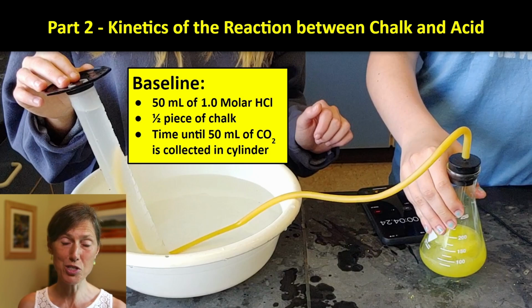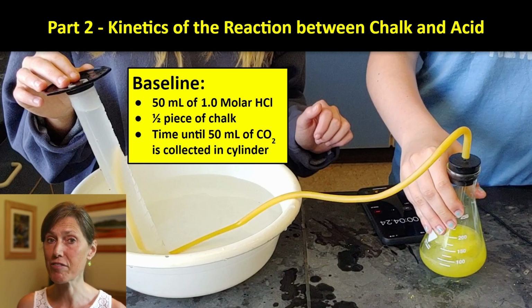Instead of using the marble chip, I give my students half a piece of yellow chalk because it's such a sunny color, and then students record the time until they've produced about 50 milliliters of carbon dioxide collected in the graduated cylinder. Let's watch how that works.